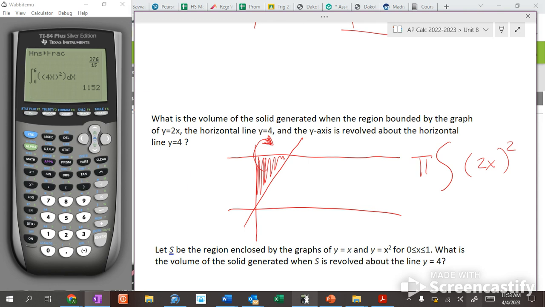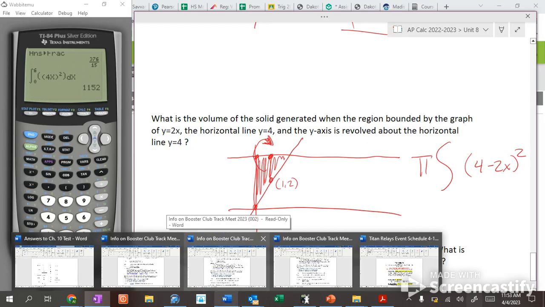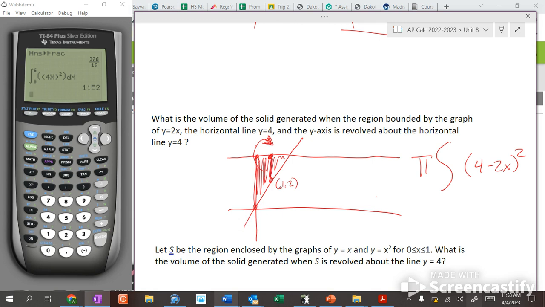But I'm around 4. So it would be 4 minus 2x squared. Because this distance from 4 to 0 would be 4. This distance at 1, because this is the point 1, 2, so that distance should be 2. 4 minus 2 is 2. And at 2, this would be 4. So 4 minus that is 0, which makes sense. So it's 4 minus 2x squared. Top curve minus the bottom curve. Okay?